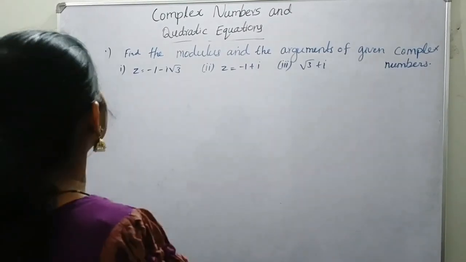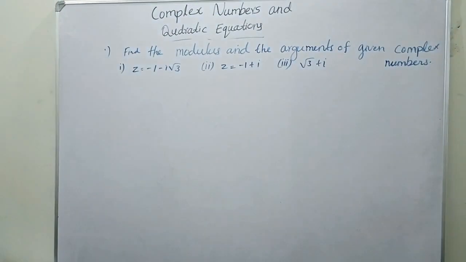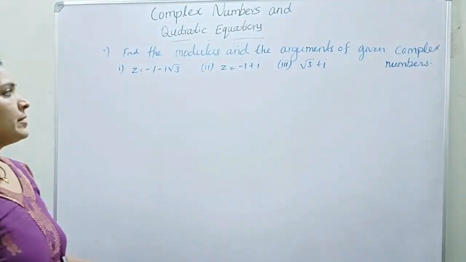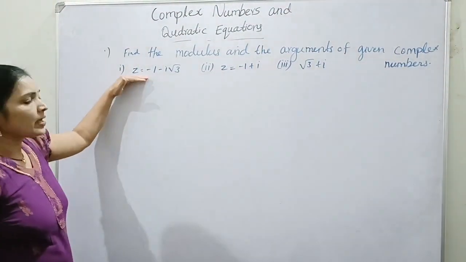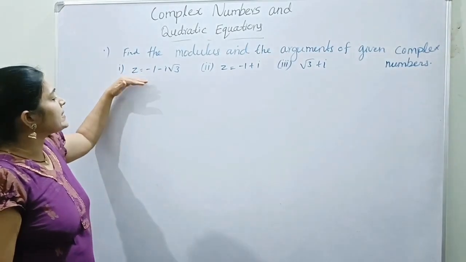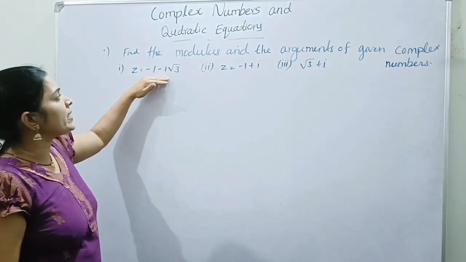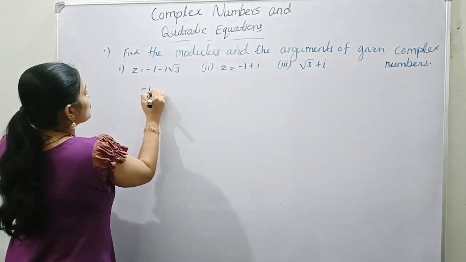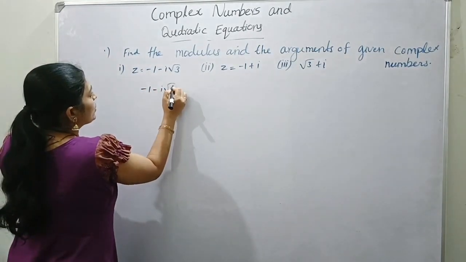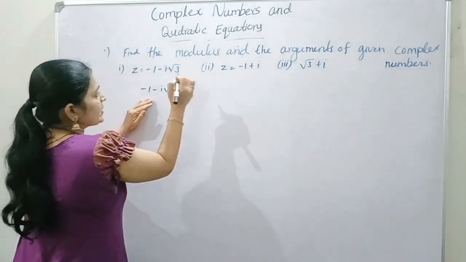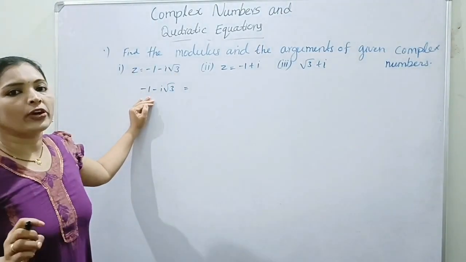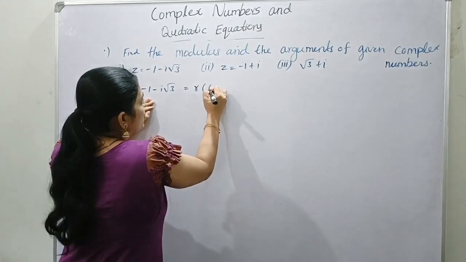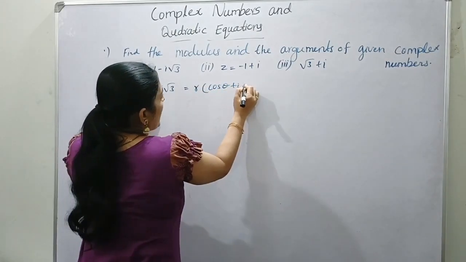Now let us solve some problems. Find the modulus and the arguments of the given complex numbers. First one, the given complex number is z equal to -1 minus i root 3. First step, we will write this one, -1 minus i root 3, and write the polar form of the complex number. The polar form of a complex number is r into (cos theta plus i sin theta).